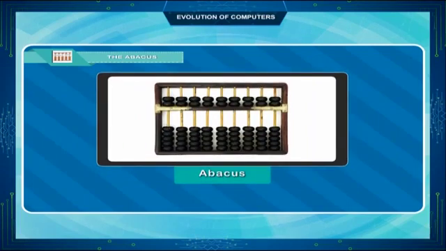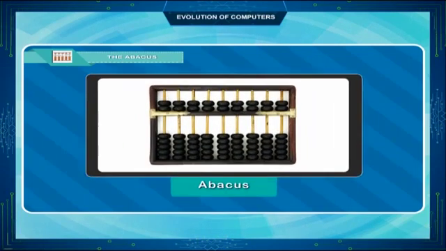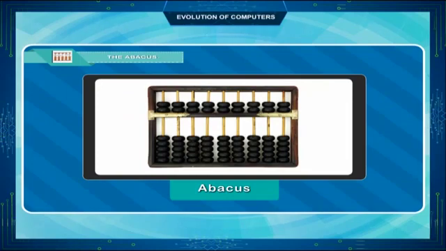The abacus is made up of a wooden frame in which rods were fitted across with round beads sliding on the rods. It is divided into two parts called heaven and earth. Heaven was the upper part and earth was the lower one.